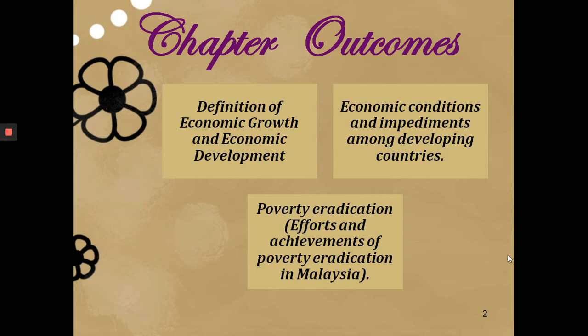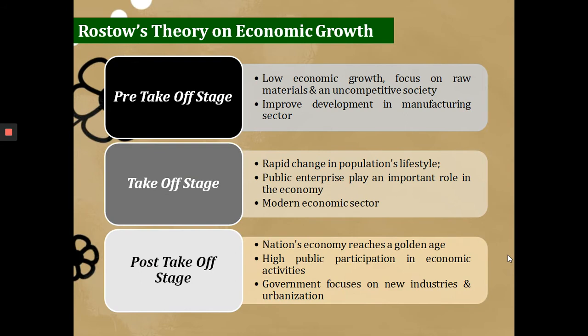So what are the factors that actually can be part of the impediments? Okay, and then we have poverty eradication efforts and also achievement in Malaysia. Okay, so this is Rostow's theory on economic growth. The theory ni from Rostow. So Rostow ni dia explain pasal economic growth.